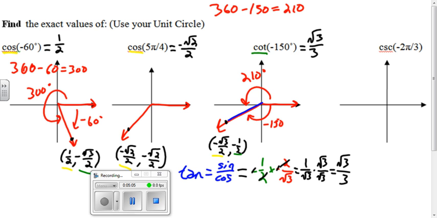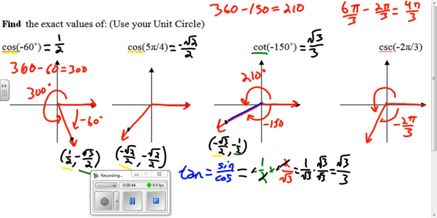Our last one that we're looking for is the cosecant of negative 2 pi over 3. Again, if we prefer to use the negative version, we can just go right to it, knowing that this is negative 2 pi over 3. If you want to use the positive version, you have to do 2 pi, which is similar to 360, minus that 2 pi over 3. So I'm going to change 2 pi into thirds. So it would be 6 pi over 3 minus 2 pi over 3. Comes out to 4 pi over 3. It's going to be our positive value.